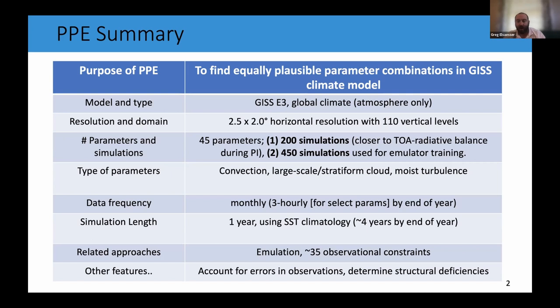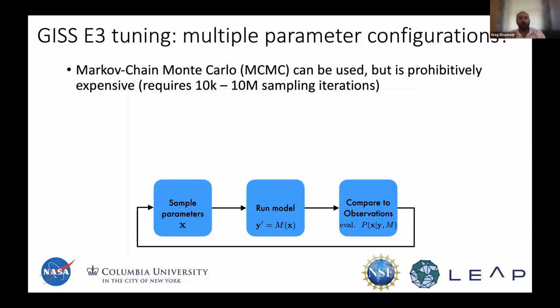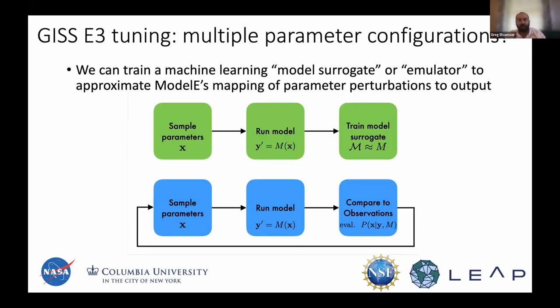And our big messages I really want to harp on here are: we're trying to account for errors in satellite observations, or really biases, not random, and arrive at a way to determine structural deficiencies in our model. So ideally, we could sample parameters, not worry about emulation, and just do it quickly. We could just randomly sample parameters with millions of experiments, run the model, and compare to observations. That's very difficult to do due to computer limitations, computing resources.